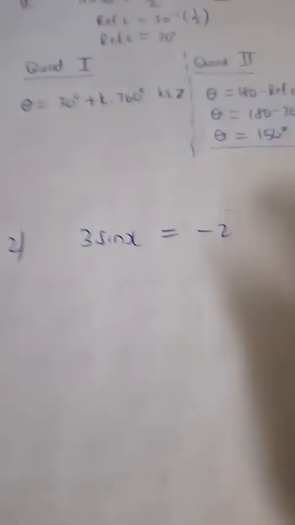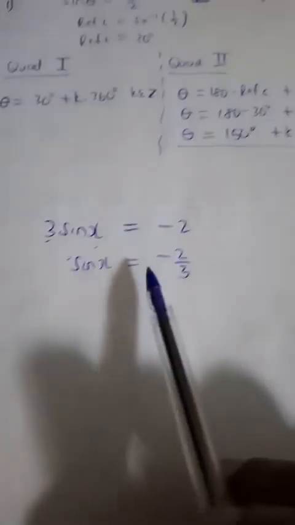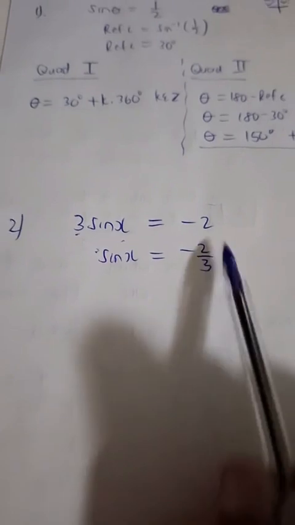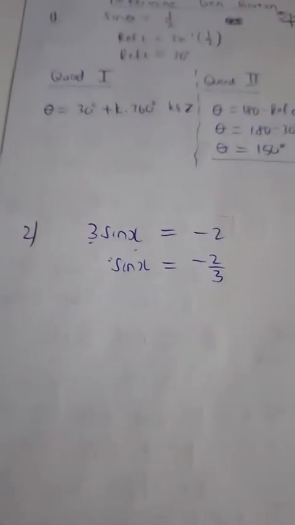So it exhibits linear qualities, this one. What do we do? We divide both sides by 3, because the coefficient of sine x is 3. So we are going to get sine x is equal to negative 2 over 3. We have now officially isolated the numerical value, with the trig ratio on the left hand side.